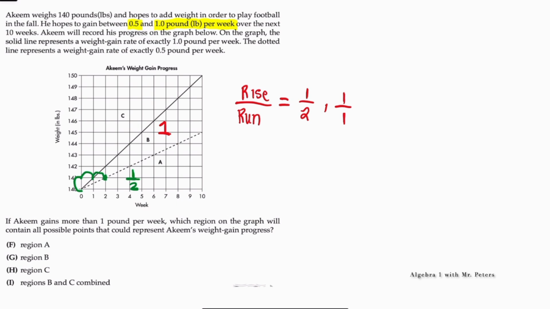But now the question actually asks us, what region would he be in if he gains more than 1 pound per week? So when we put that in terms of rise over run, we could say 2 over 1, 3 over 1, and so forth. So now I go back to my graph and let's see. We start at 140. He's gaining 2 pounds per week. So we go up 2 over 1, and we notice that now we're in region C. So if he gains more than 1 pound per week, he would be in region C for his weight gain.